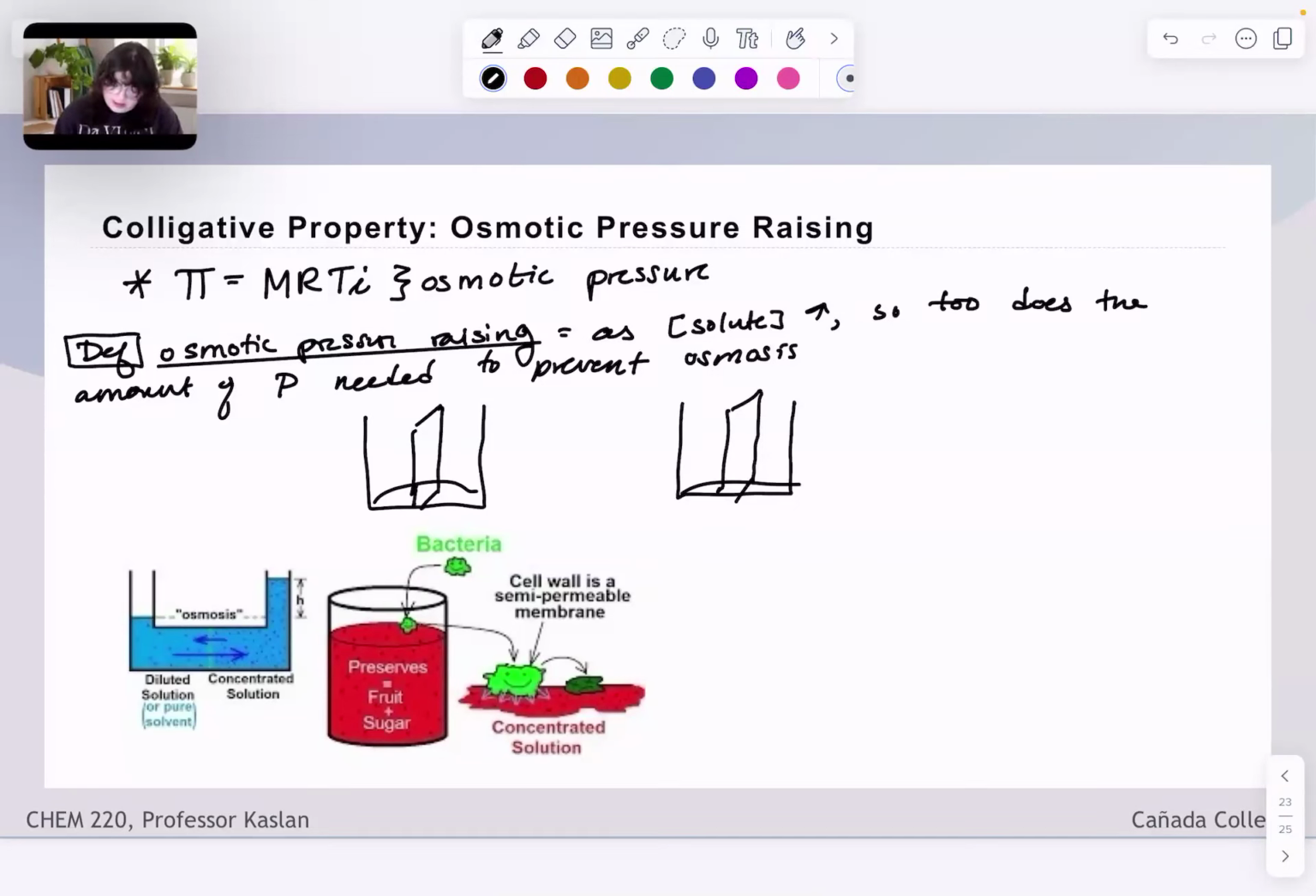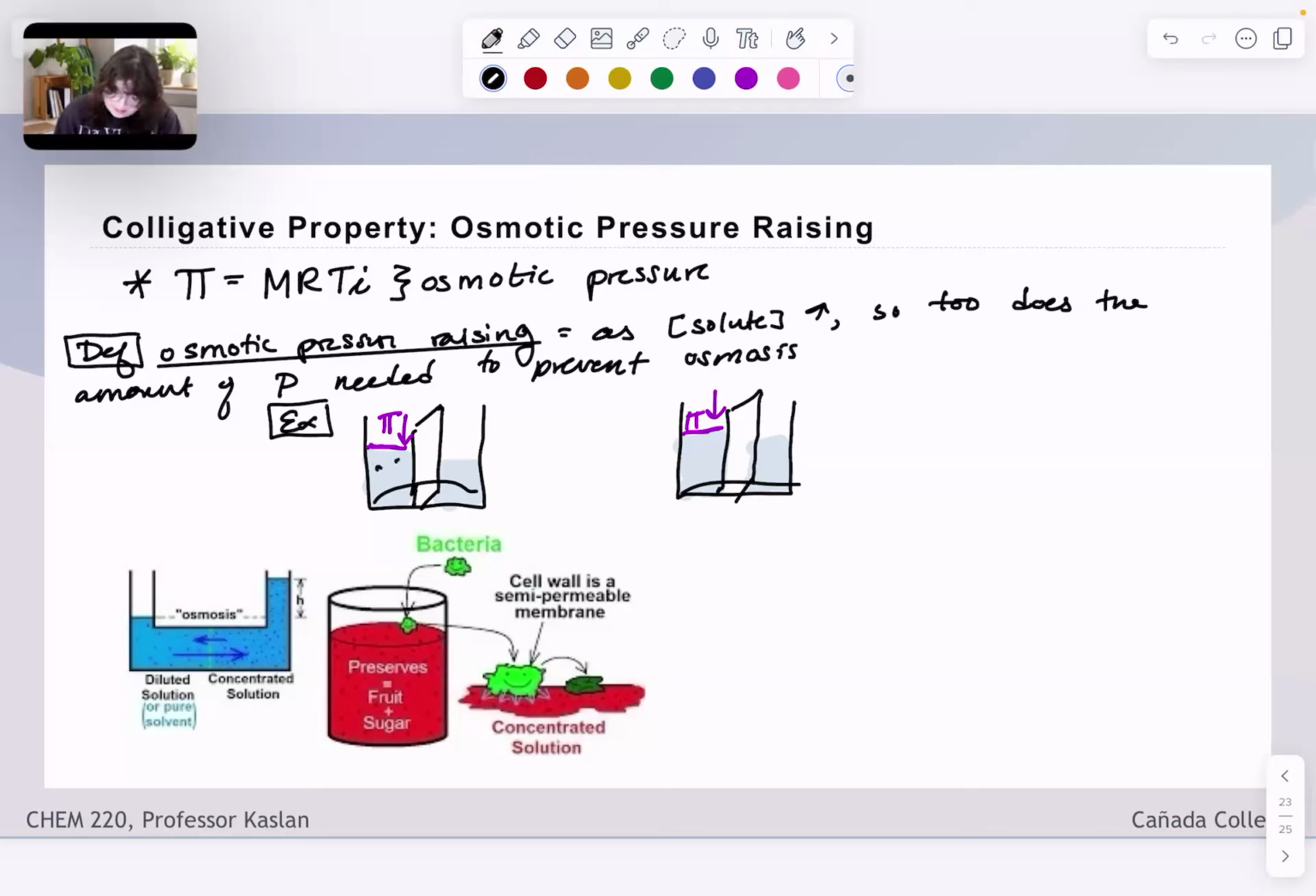If I have two solutions on either side of the membrane, and I want to exert some pressure down on these solutions to prevent osmosis from happening. In the example here on the left, if I had a really, well, let's see here.